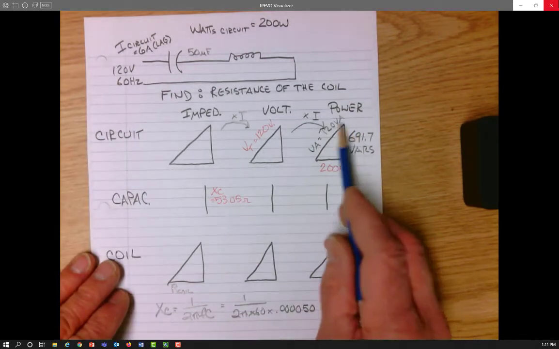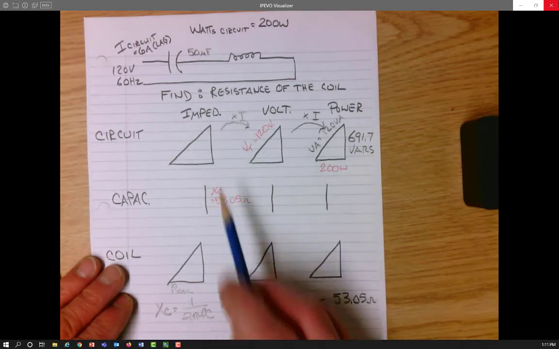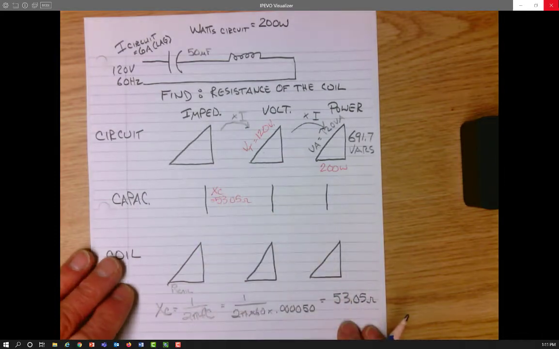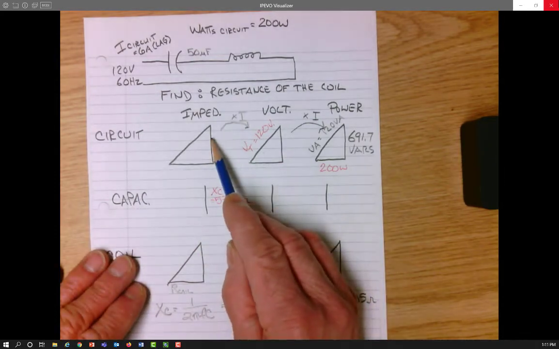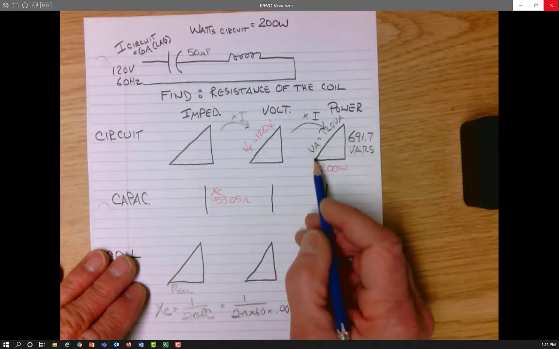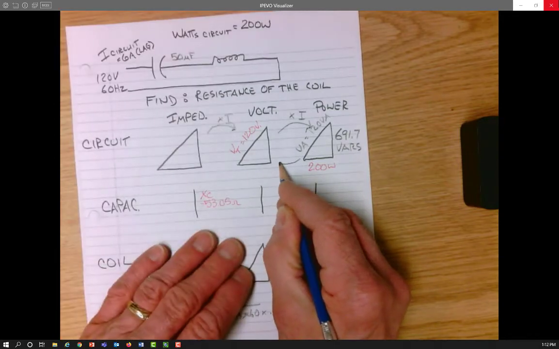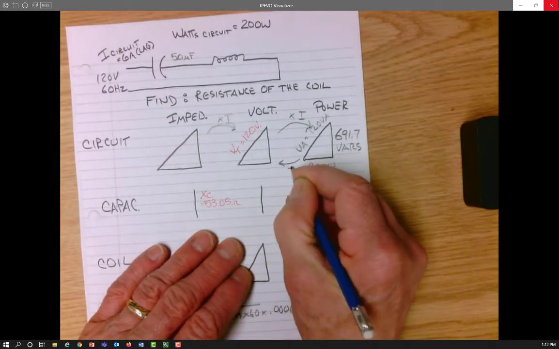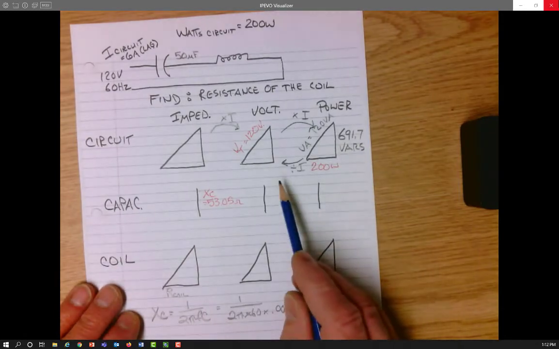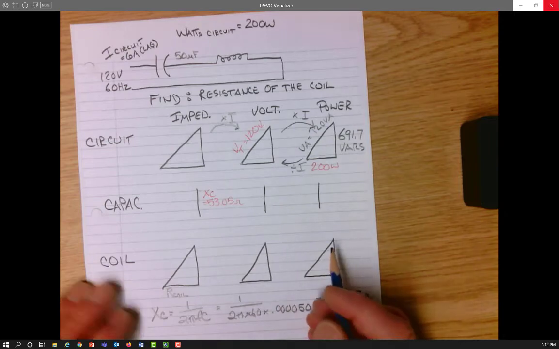Okay, because I know all the values of this triangle, I can go backwards now and find all the values on the impedance triangle for this circuit. If I multiply by the current to go from impedance to voltage, and from voltage to power, all I have to do is divide by the current to go backwards from power to voltage, and from voltage to impedance, just divide again by the current.